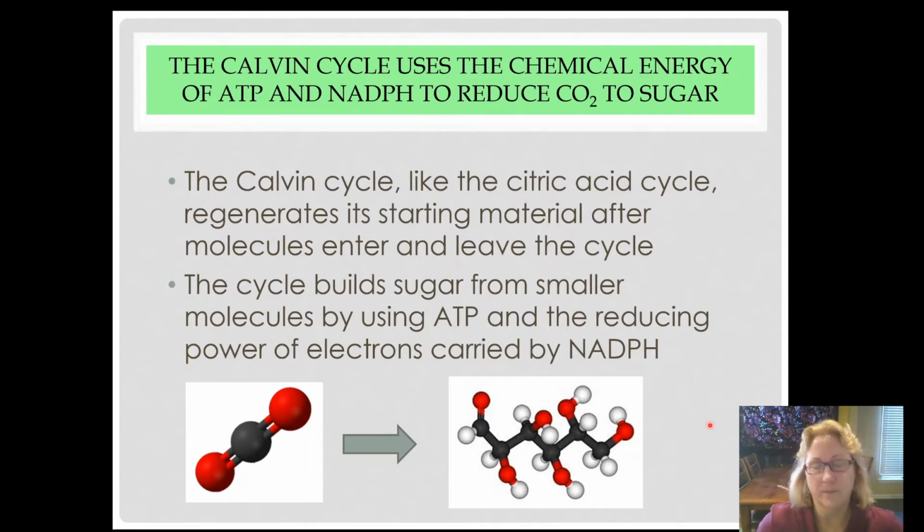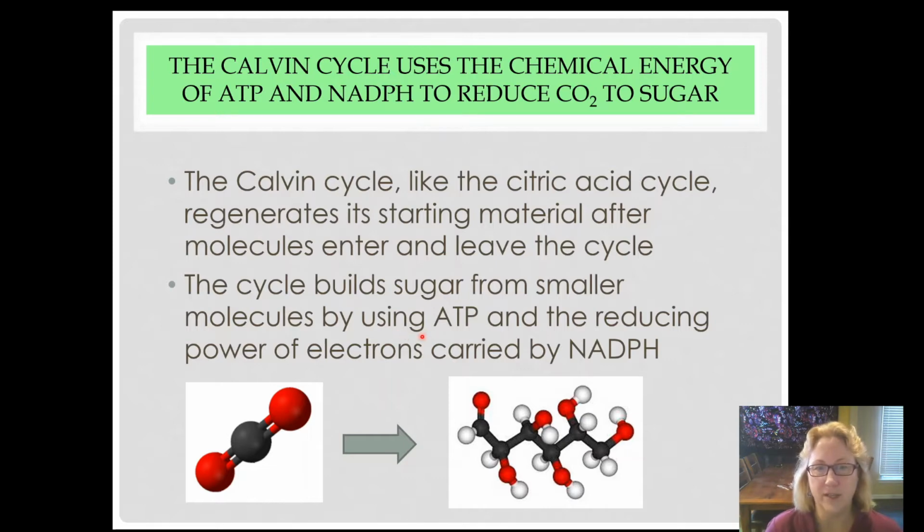Okay, so let's go on to the next step then. So that was the light reactions. The dark reactions are also called the Calvin cycle or the light independent reactions. The Calvin cycle, named after the scientist who first figured out what all the steps were, is like the citric acid cycle, and it's a cycle because we keep regenerating the starting material. But this is where our energy is going to be used.